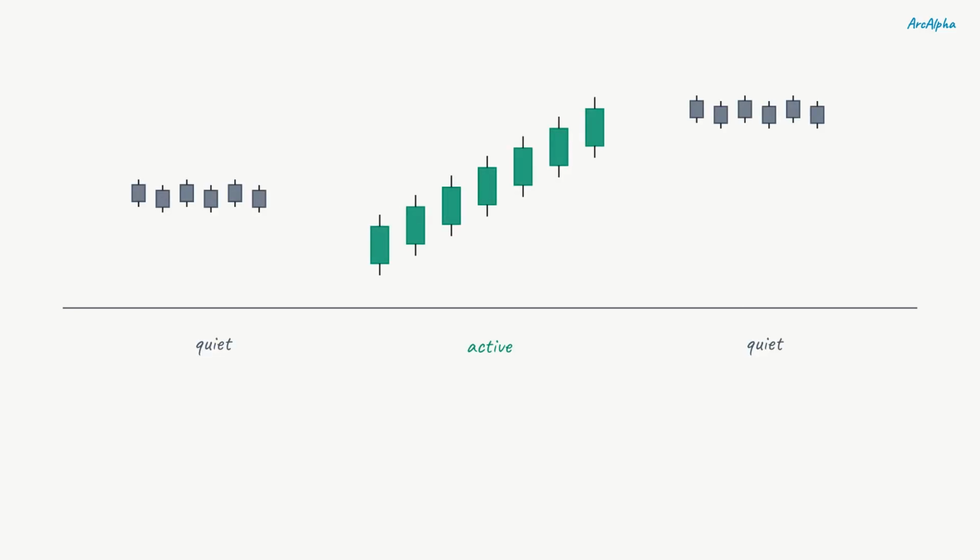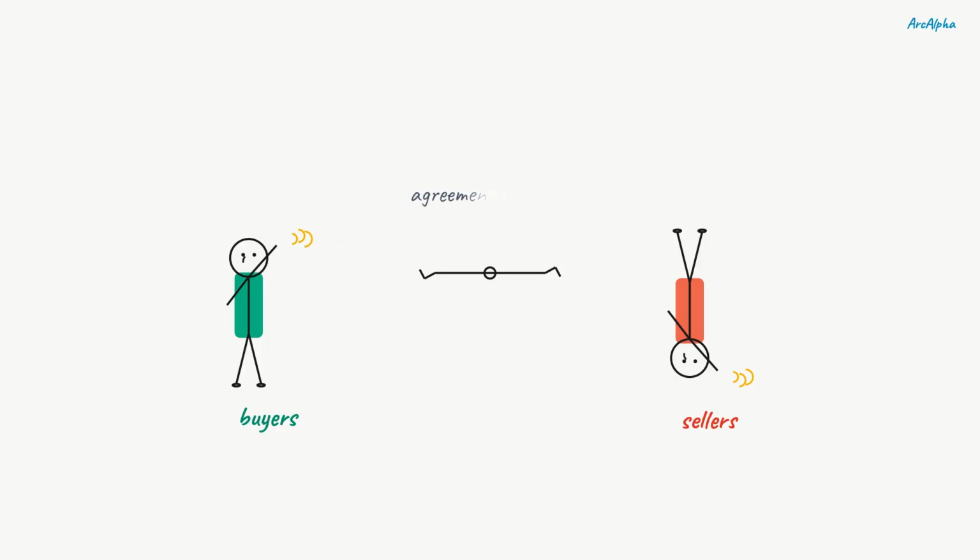Here's the pattern: phases alternate. Quiet, then active, then quiet again. The why is about agreement. When a price goes quiet, it's usually because buyers and sellers roughly agree on value. There's no urgency. Neither side pushes hard. But during a quiet phase, the agreement is fragile. Positions accumulate on both sides. People wait. The market is patient for now.